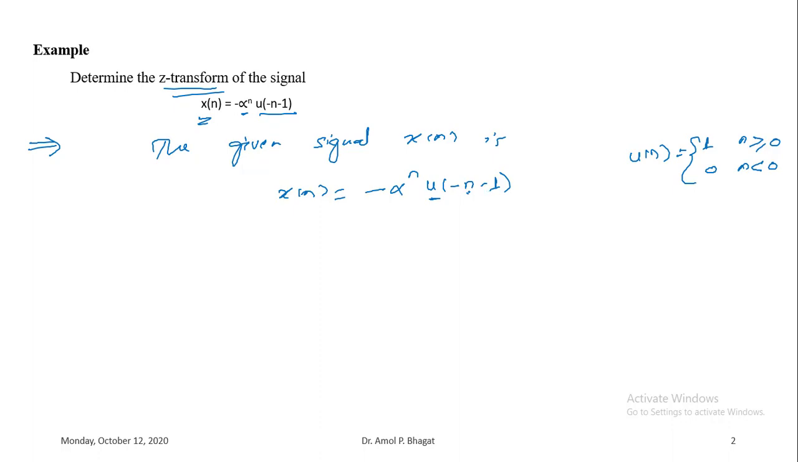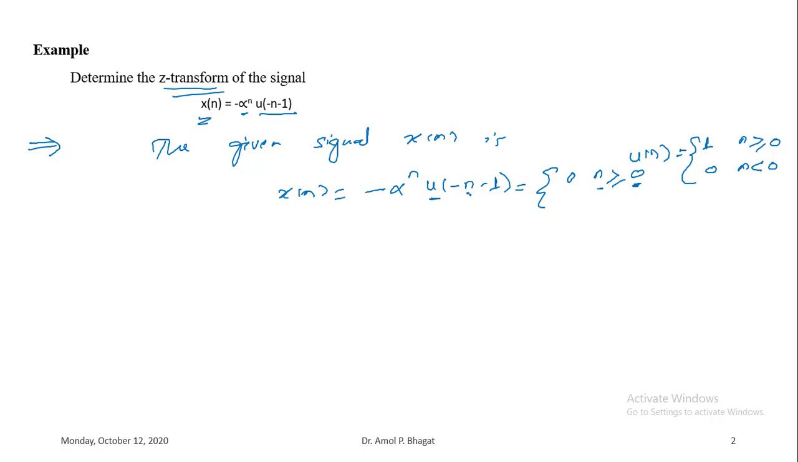If I'm substituting n equal to 1, it will be minus 1 minus 1, so it will be u of minus 2. Again, u of minus 2 will be 0, right? If I'm substituting n equal to 2, it will be minus 2 minus 1, u of minus 3, which is again 0. So that means this signal will be 0 for n greater than or equal to 0. That means if I substitute values of n greater than or equal to 0, this complete signal will be 0. Why? Because u of minus n minus 1 will be 0 for n greater than or equal to 0.